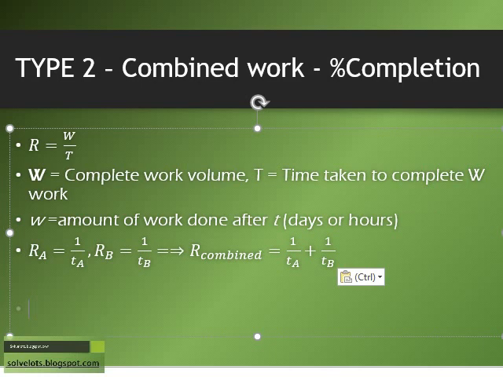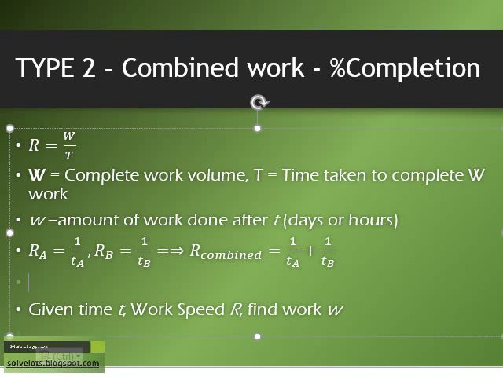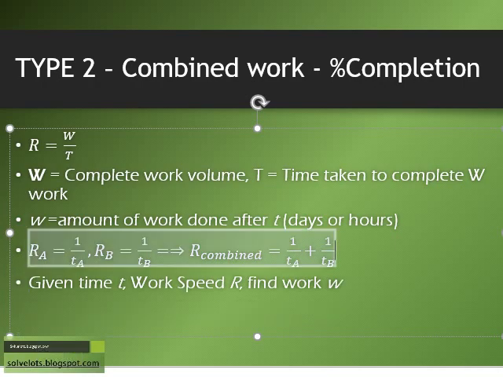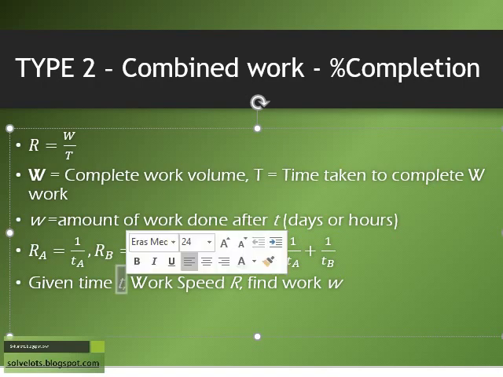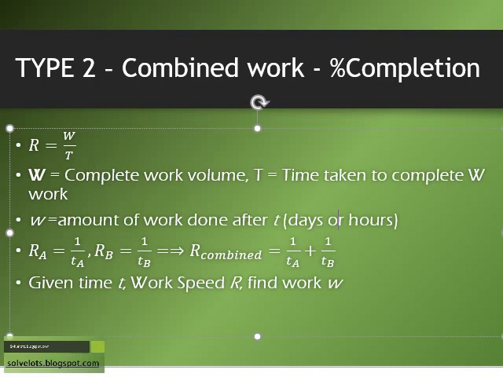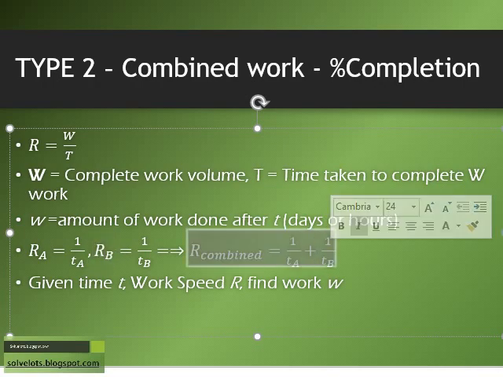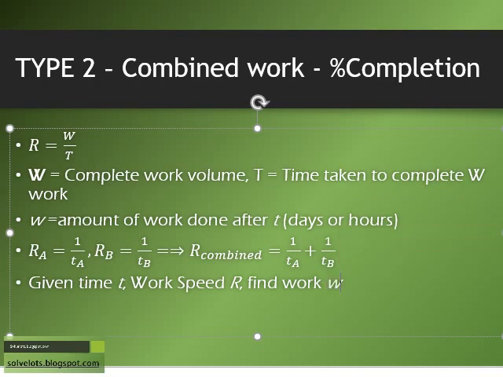Okay, so given your time t and work speed R, now you have to find the work done in this question. In questions of this type, we're given the time elapsed, that is after 2 days, after 5 days, after 10 hours, etc. Now you're given the work speed for personnel A, the work speed for personnel B, personnel C, D, and so on. So you're just going to find the combined rate since they're working together, and then what quantity of work they will have completed. Now let's take an example.